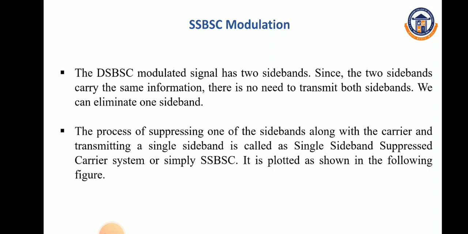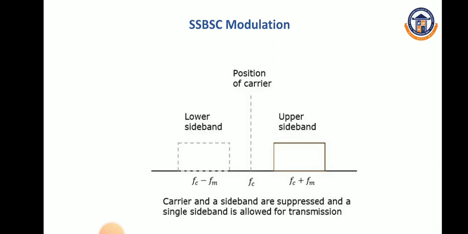It is plotted as shown in the following figure. You can see in this figure we have a lower sideband, upper sideband and the position of the carrier. The lower sideband is Fc minus Fm, the carrier is Fc, and the upper sideband is Fc plus Fm. Here the carrier and the lower sideband are suppressed, and only the upper sideband will be transmitted. Transmitting only the upper sideband reduces so much power in communicating from one end to the other end. So in order to reduce the power, we send only one sideband.